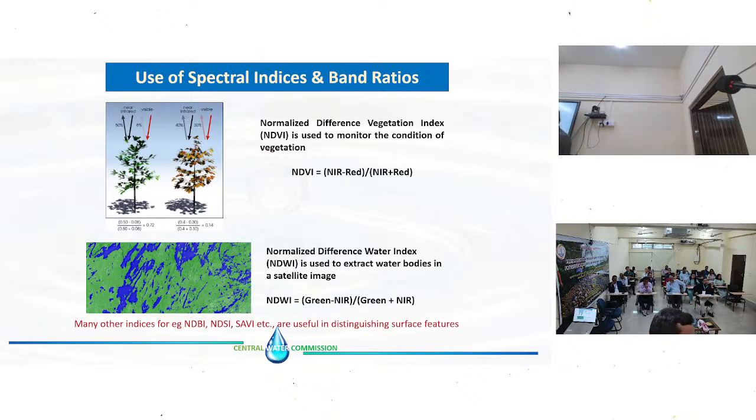Wherever NDWI is greater than 0, you can say that is a water body, all these blue areas. You can map your water bodies by taking these two bands, green and NIR bands. And these values always lie between -1 and +1. Why? Because you are normalizing. In literature, there are many other indices: NDBI for built-up area, NDSI for snow areas.